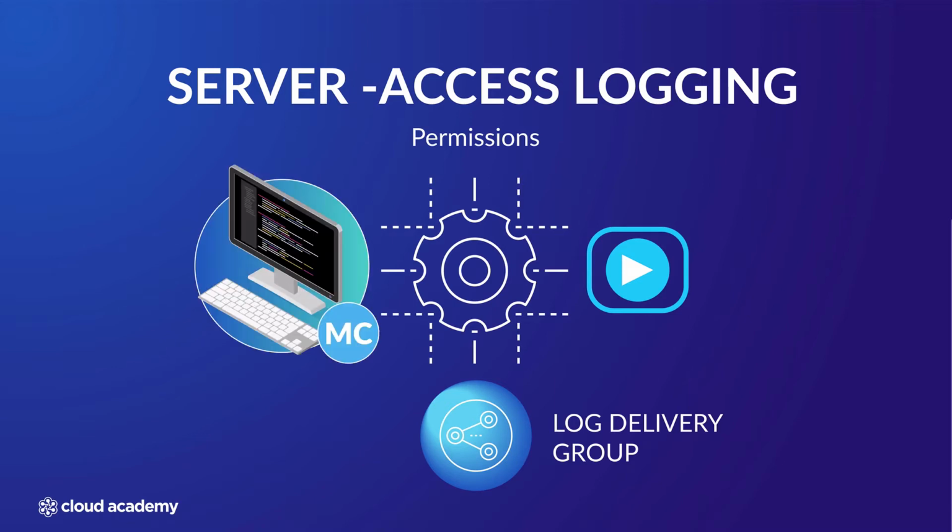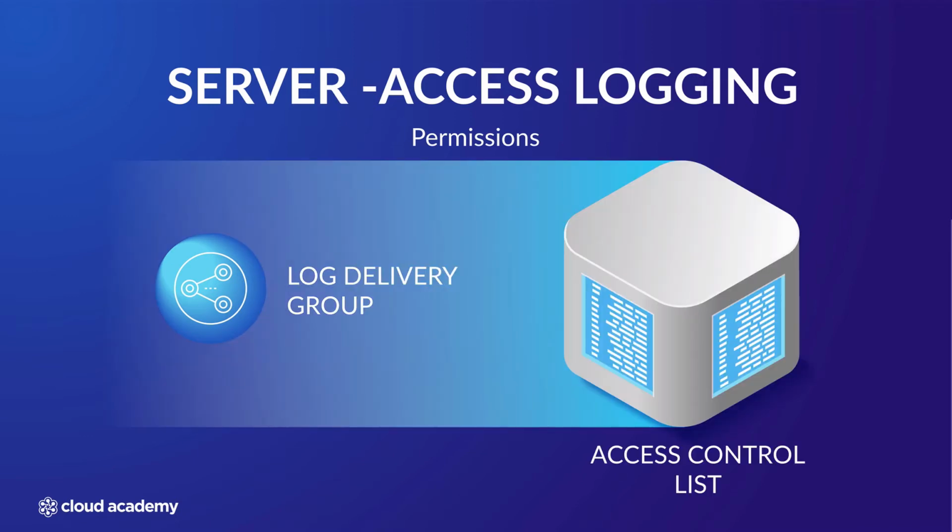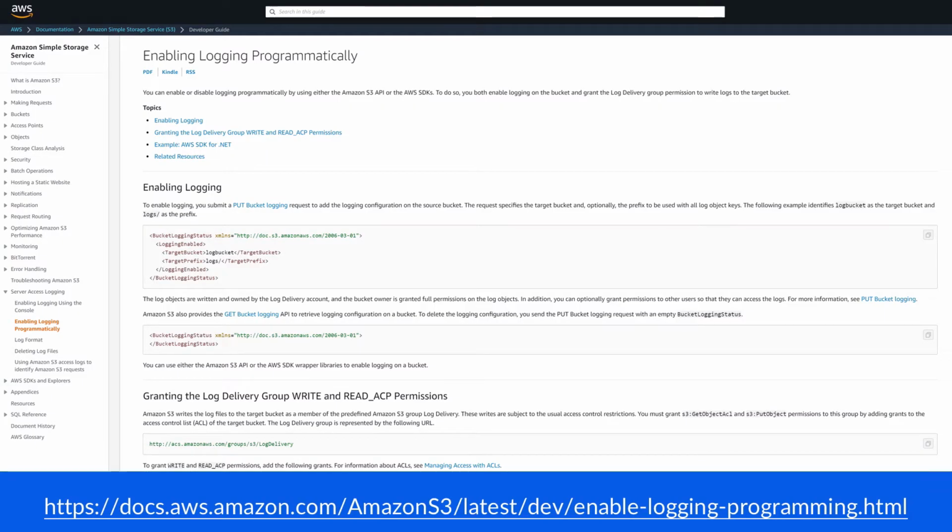If access logging is configured using the management console, then enabling logging automatically adds the log delivery group to the ACL, the access control list, of the target bucket, allowing the relevant access. However, if you were to configure the access logging using the S3 API or AWS SDKs, then you would need to manually configure these permissions. More information on this process can be found here.